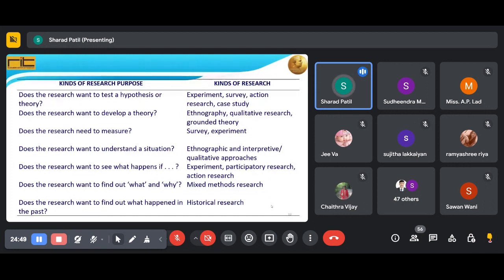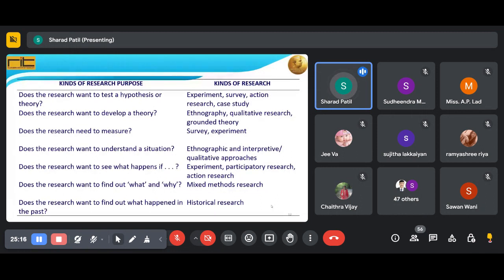Next, does the research want to find out what and why? Then people are going to use mixed research methods. So there are qualitative and quantitative methods, and in that you can have a mixed research method. So people are going to opt for it. And lastly, if the research wants to find out what happened in the past, then historical research is used. That is mostly used by people in non-engineering fields to study what happened in the past.